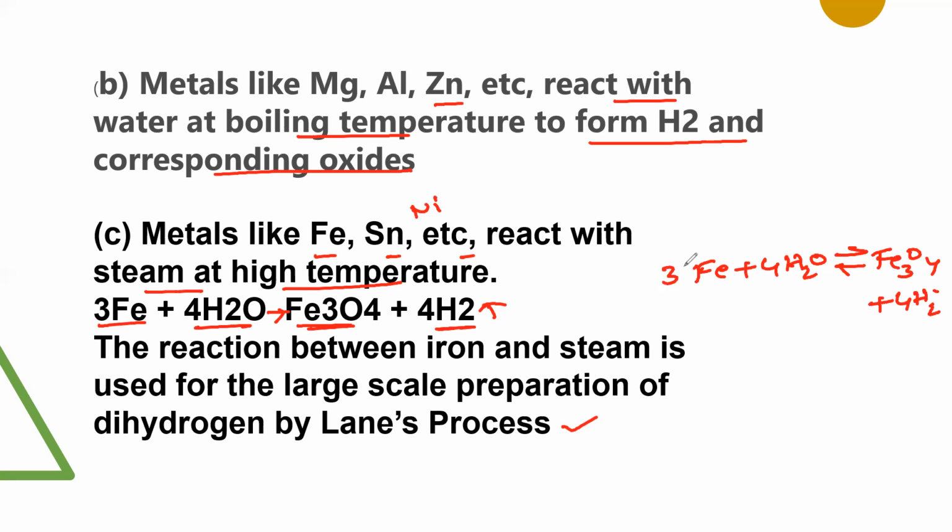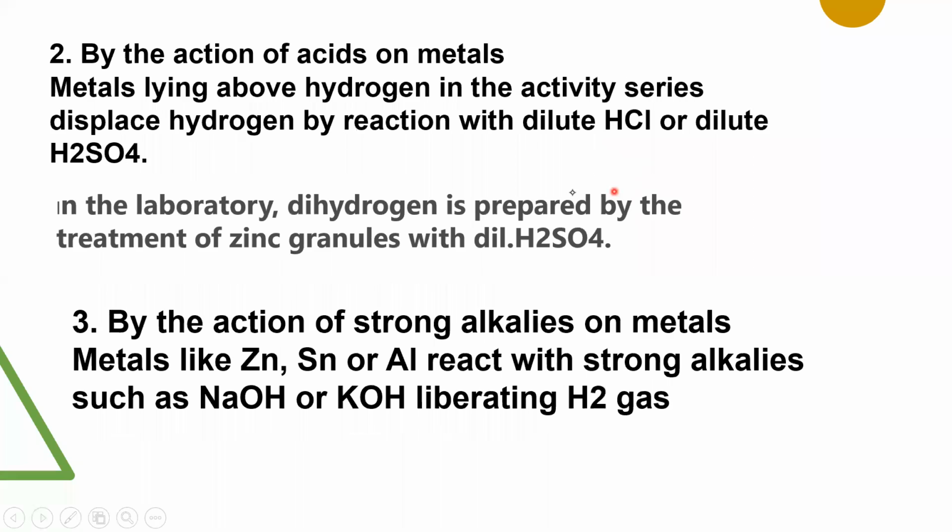So iron, nickel, tin do not combine with cold water or boiling water. They combine only with steam. Here this is called steam, only water vapor. So this is the reaction between iron and steam. This reaction is used for the large scale preparation of dihydrogen by Lane's process. So this is the third preparation of hydrogen. Next continuation. So please make a note, whatever reactions are not there I'm writing.